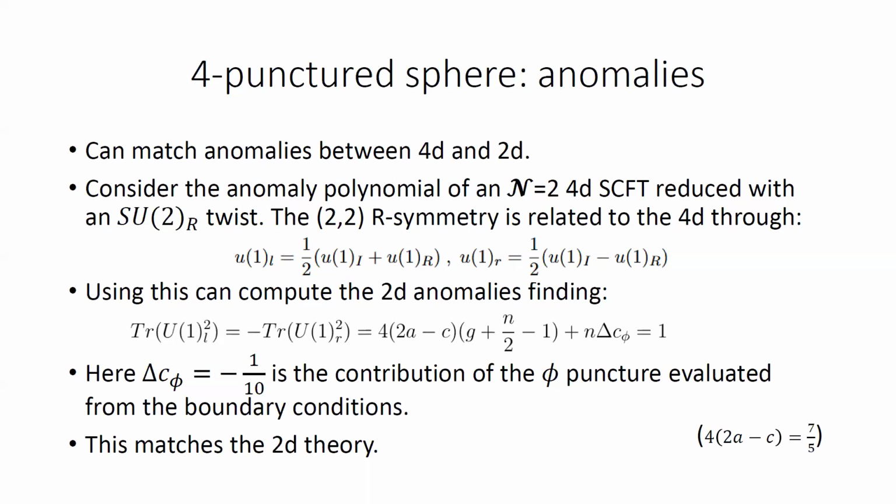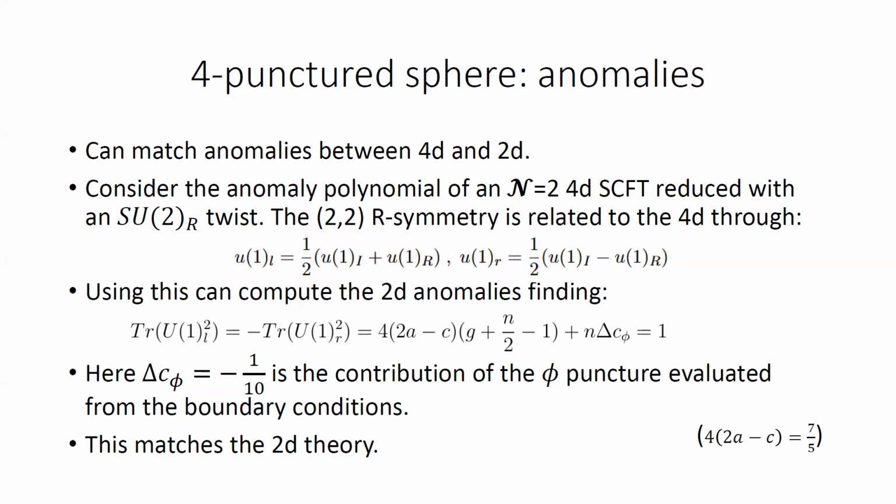First, you want to understand how the symmetries of the 4D and 2D theories are related, particularly the R symmetries. You can work out by matching the supercharges the R symmetry in the following way. Here U1_I is the Cartan of the SU(2)_R symmetry, and U1_R is the U1 part of the N=2 R symmetry. U1_L is the left moving 2D R symmetry, and U1_R-right is the right moving 2D R symmetry. This basically just tells you that U1_I becomes the vector-like 2D R symmetry, and U1_R becomes the axial 2D R symmetry. You can then do this reduction and compute the anomalies you get in 2D.